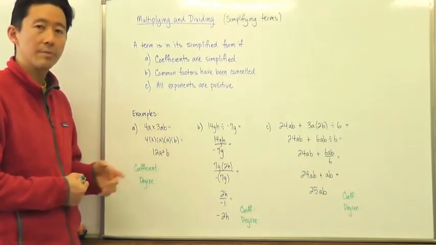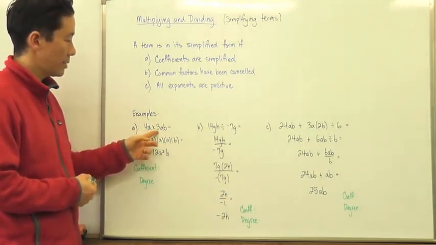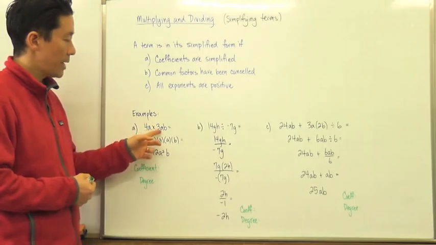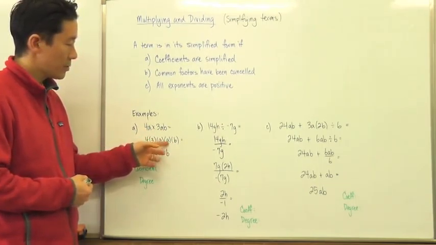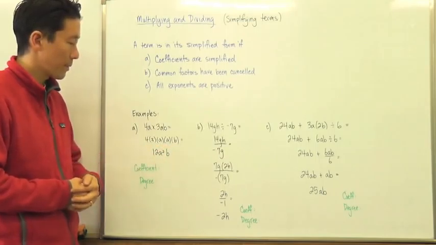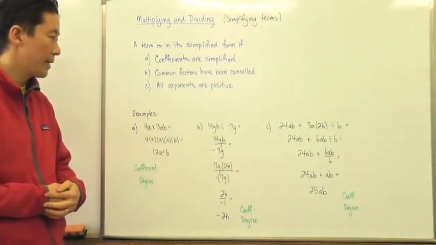Being that everything is multiplied together, we just take 4 times 3, times a, times a, times b. And we come up with 12a squared b, right there. Okay, let's take a look at another one here.